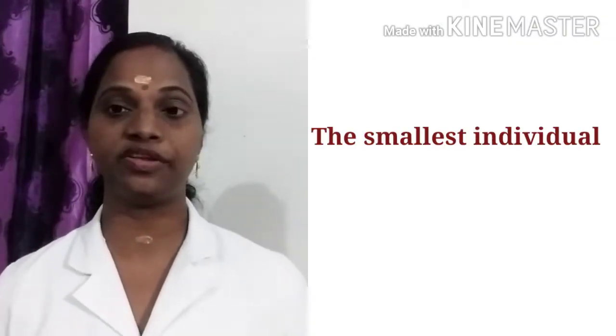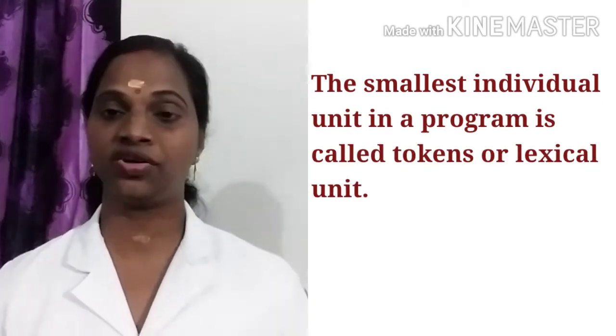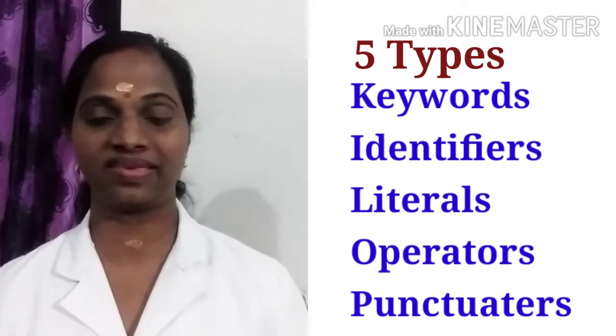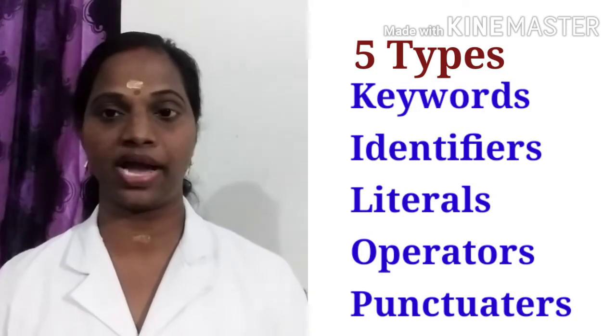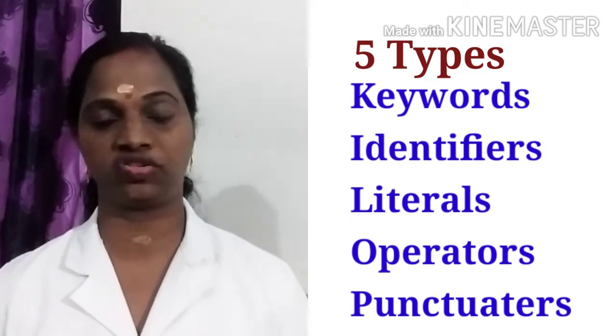Okay, see, in the revision tour, we can learn the terms associated with Python. So the first term is tokens or lexical unit. The smallest individual unit in a program is called a token or lexical unit. The tokens can be divided into 5: keywords, identifiers, literals, operators and punctuators.